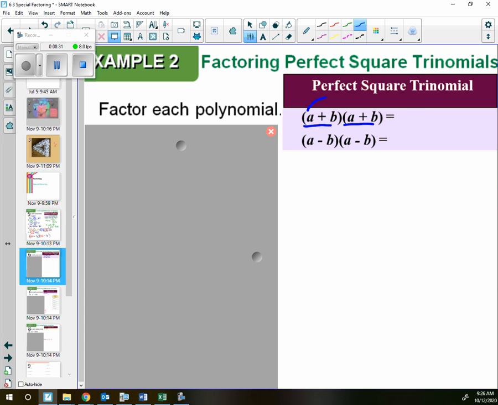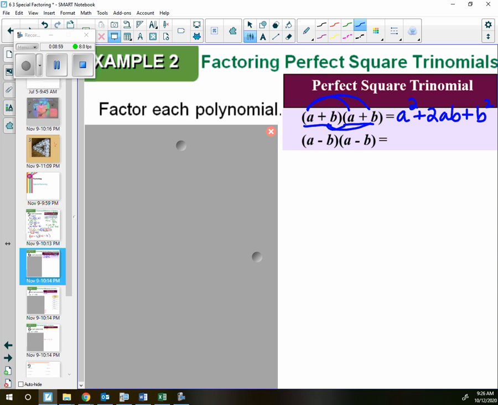So I want to go ahead and do FOIL so we can see what that's equal to. So a times a would be a squared. Outsides we get an ab, insides we get an ab, so together that's 2ab. And then plus b times b would be b squared. So a perfect square trinomial just means you have the same binomial multiplied times itself, and you end up with this trinomial, 3 terms that came from a perfect square, so something squared.